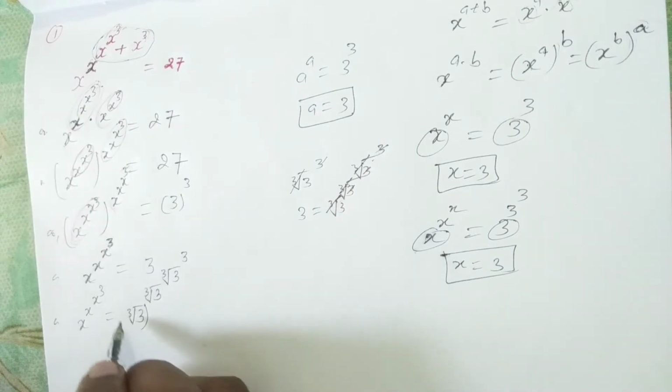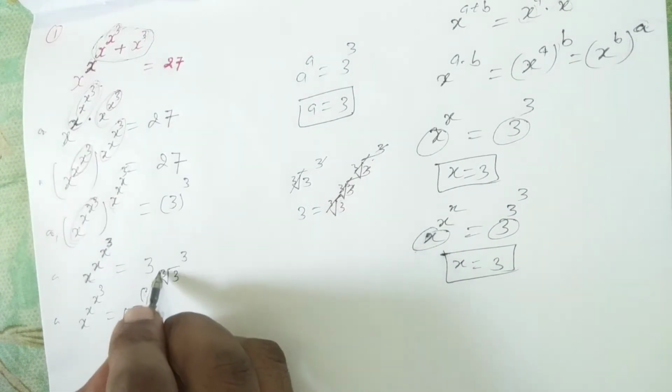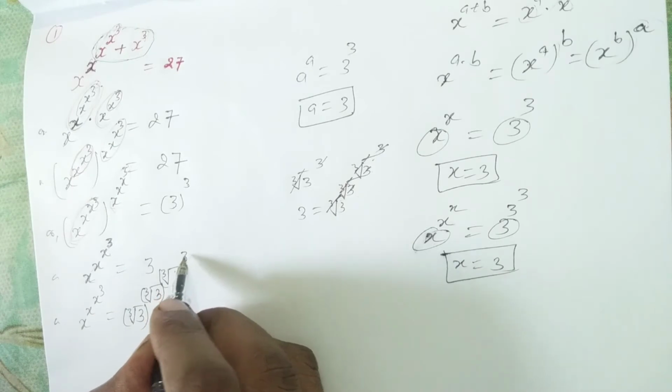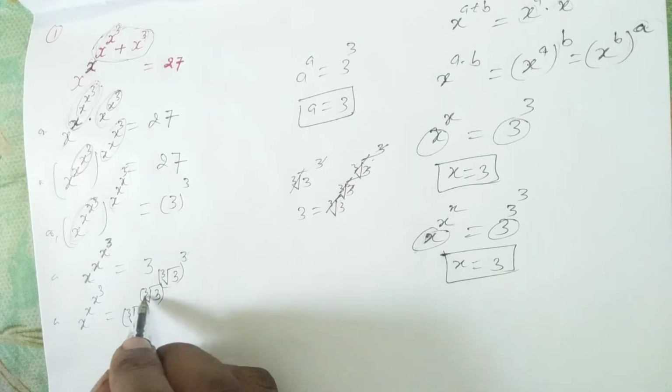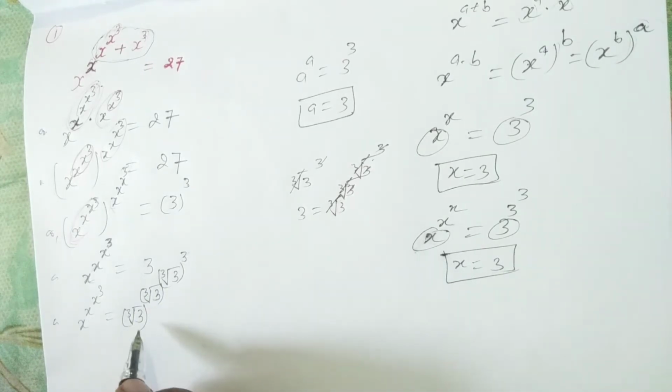So you can write it as this, because through this power 3 this cube root will be cancelled, and then by this power 3 this cube root will be cancelled, and by this power 3 this cube root will be cancelled. Finally we do have here 3, because if you solve this then you will get the 3.